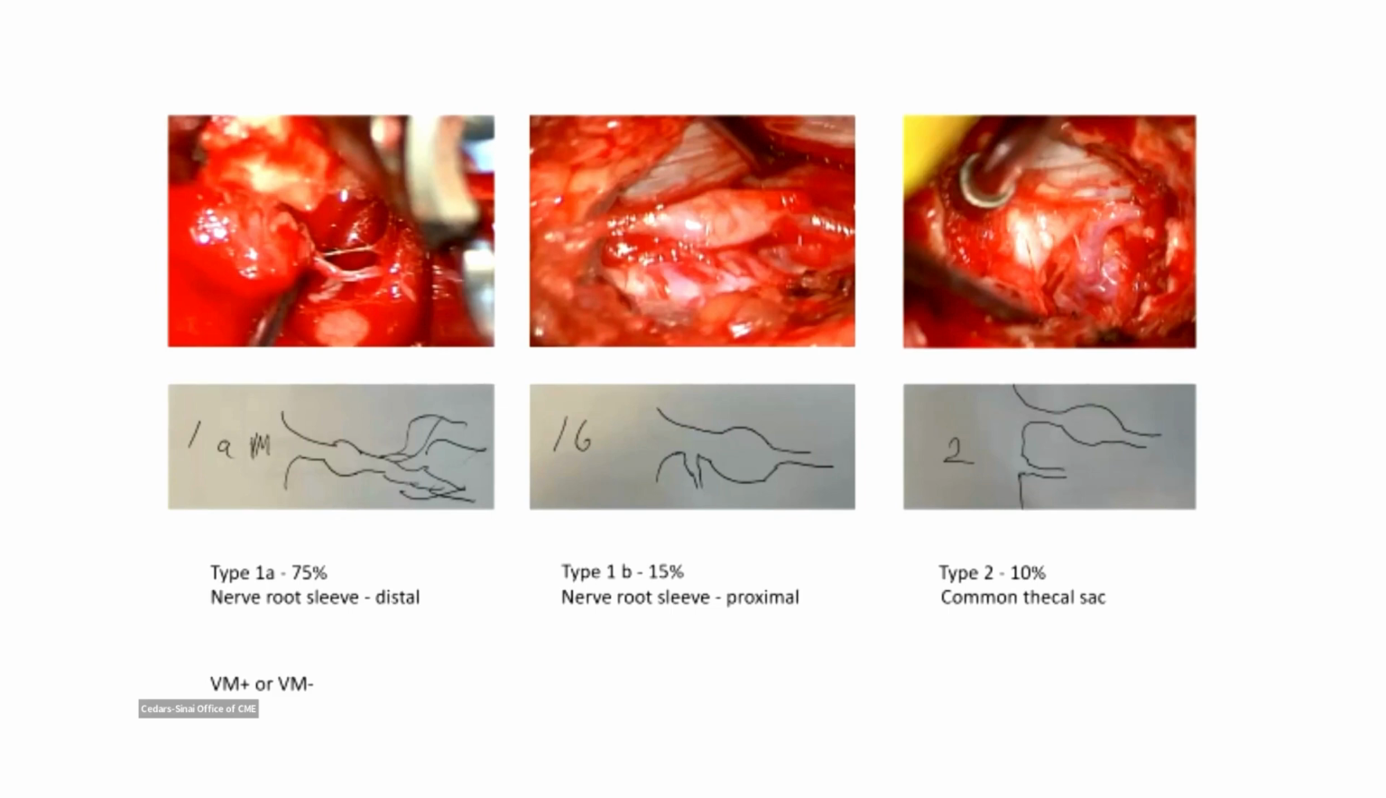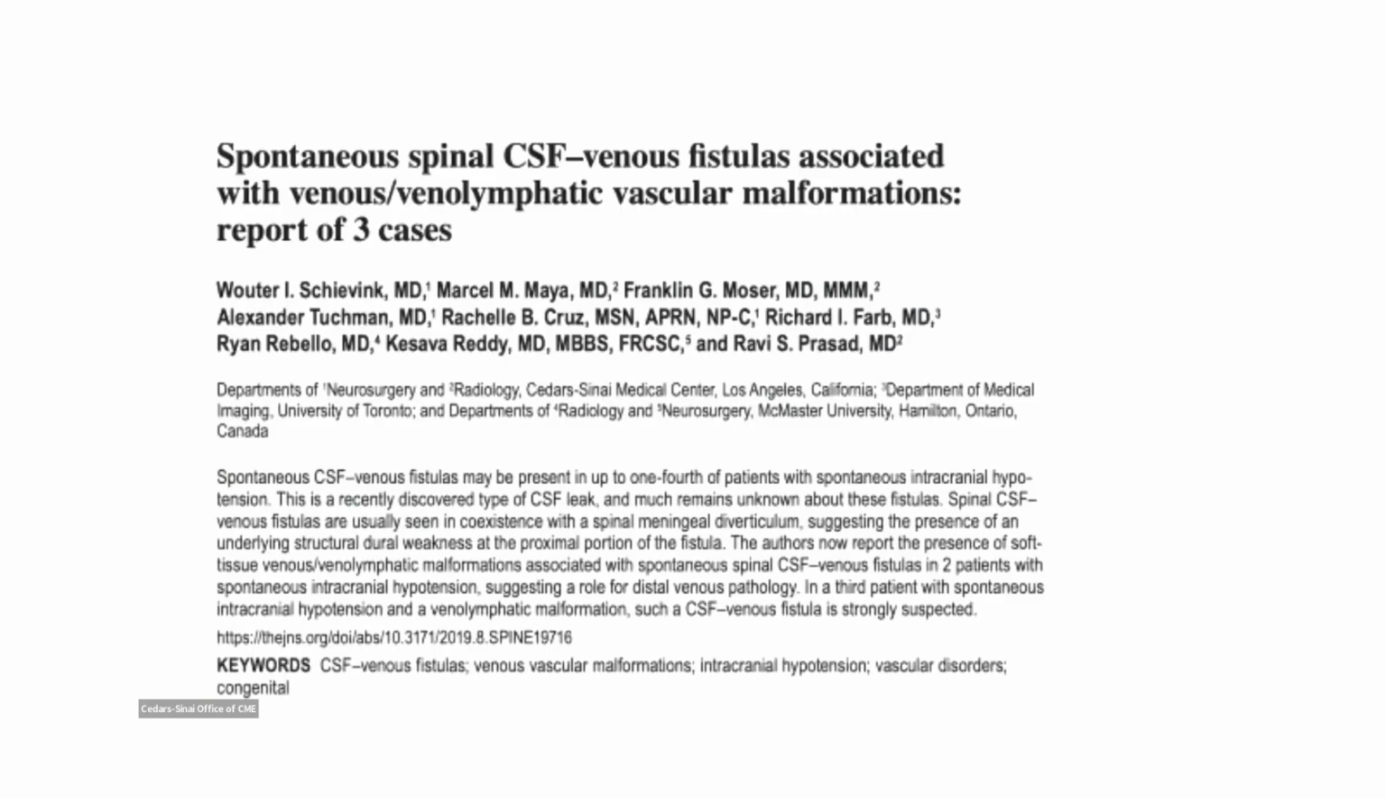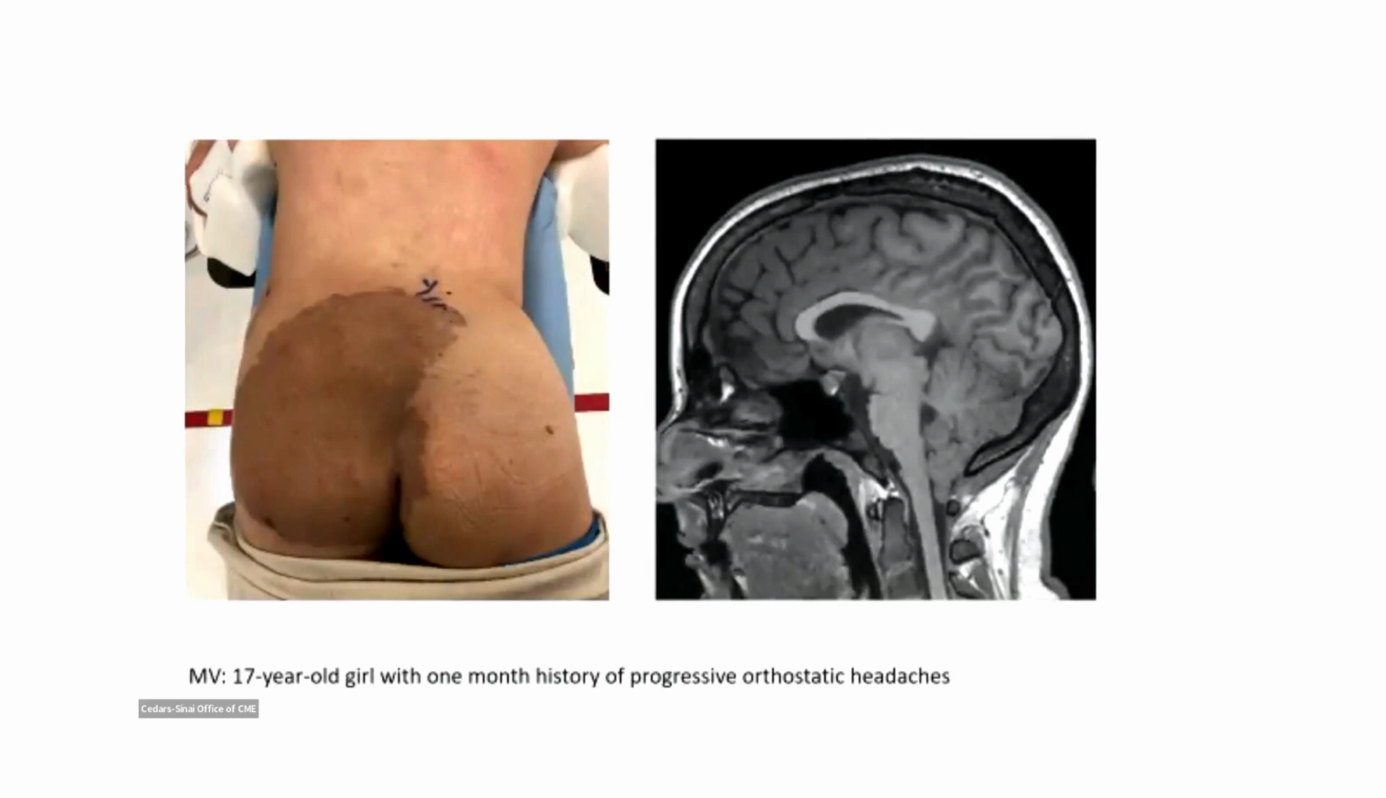And sometimes it actually arises from the common thecal sac. So then this VM plus or VM1, if you want to do a subtyping of these fistulas, relates to whether or not they're associated with a vascular malformation. And a lot of people have described that already.